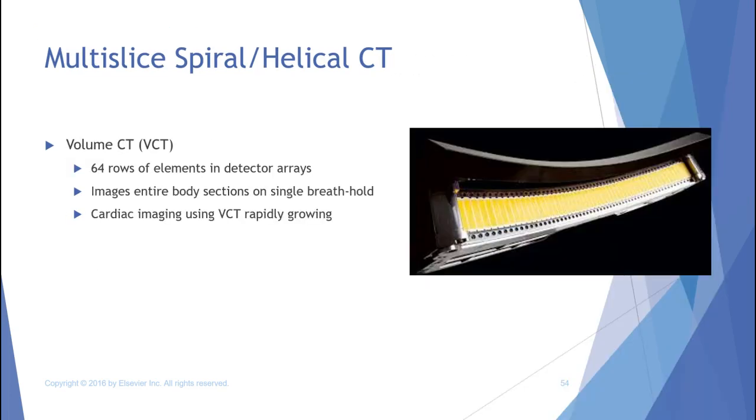Okay, so volume CT. 64 rows of elements in the detector rays. Okay, so that's a 64 slice. It will image an entire body section on a single breath hold. And cardiac imaging uses volume CT.